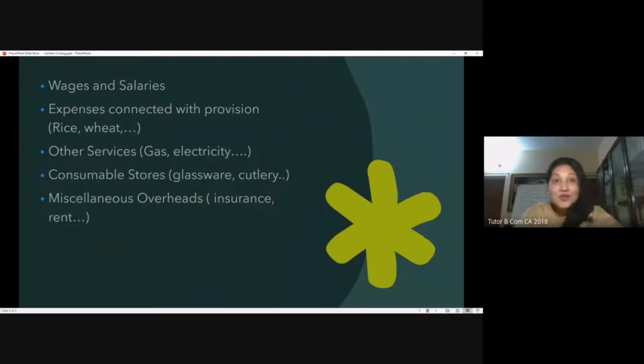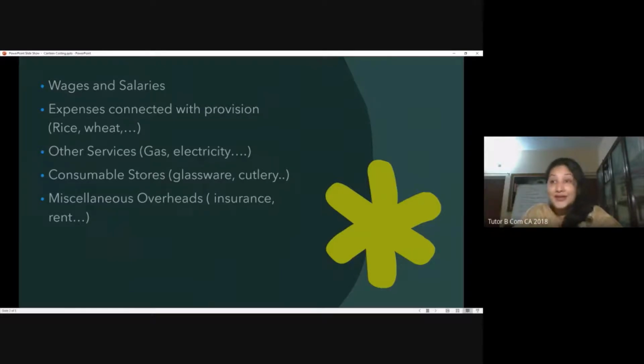Then we have consumable stores. That is, you might need cutlery, spoons, forks, tableware, glassware, plates. All that is another part which you need for doing your business. That is an expense for the canteen business. Then other miscellaneous expenses like rent. Suppose you have taken your building for rent, you have to pay the rent. So that will be more or less a fixed expense category. Then insurance for your business or maybe for the premises.